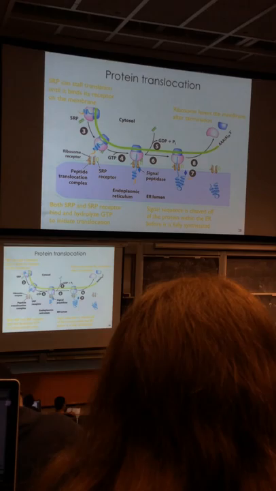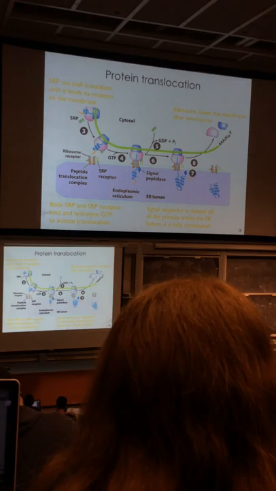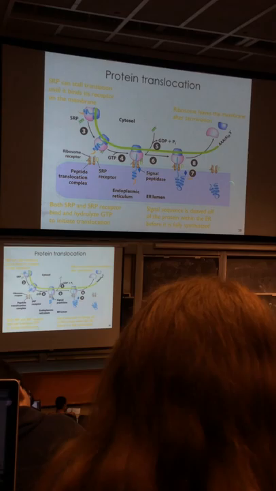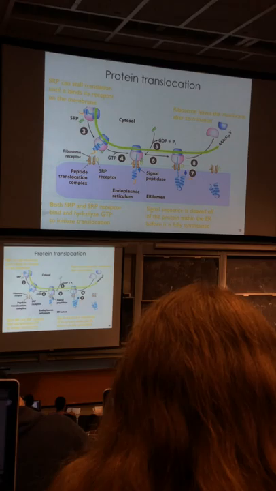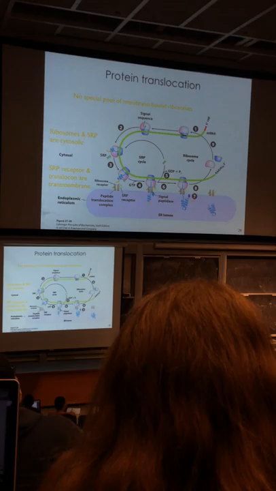The protein is going to thread through directly out of the ribosome and into the ER. This protein inside the ER, called the signal peptidase, will cleave off that signal sequence before the protein is fully synthesized, leaving behind the processed form of the protein inside the ER.